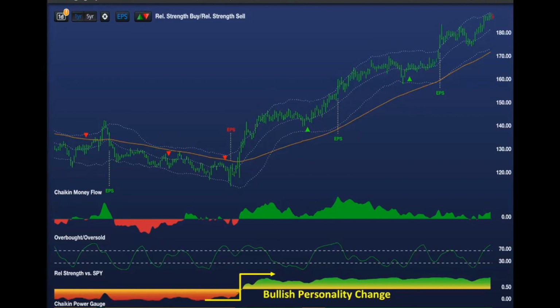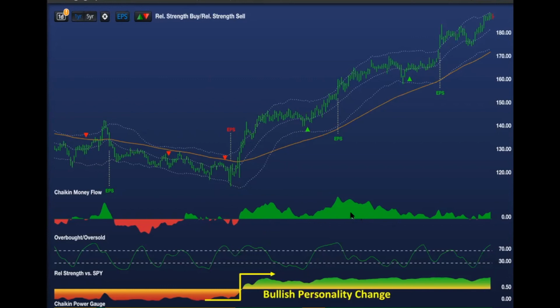This stock was underperforming the market heading into the election in November because there was concern about a Hillary Clinton victory and how it might affect healthcare stocks. Once Trump got elected, the stock started to break out, and the relative strength indicator went from red to green. We call that a bullish personality change. The power gauge also turned bullish. And then look at the Chaikin money flow. Look at the institutional accumulation since November in this stock.